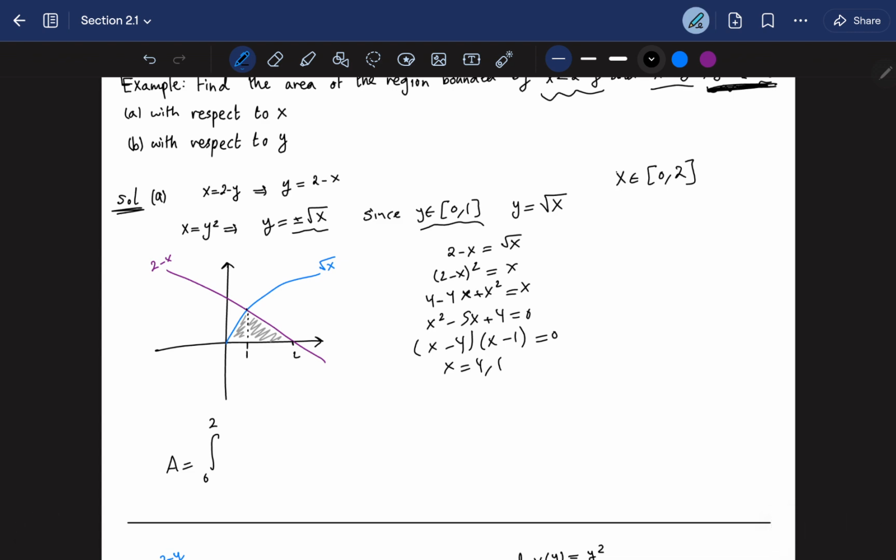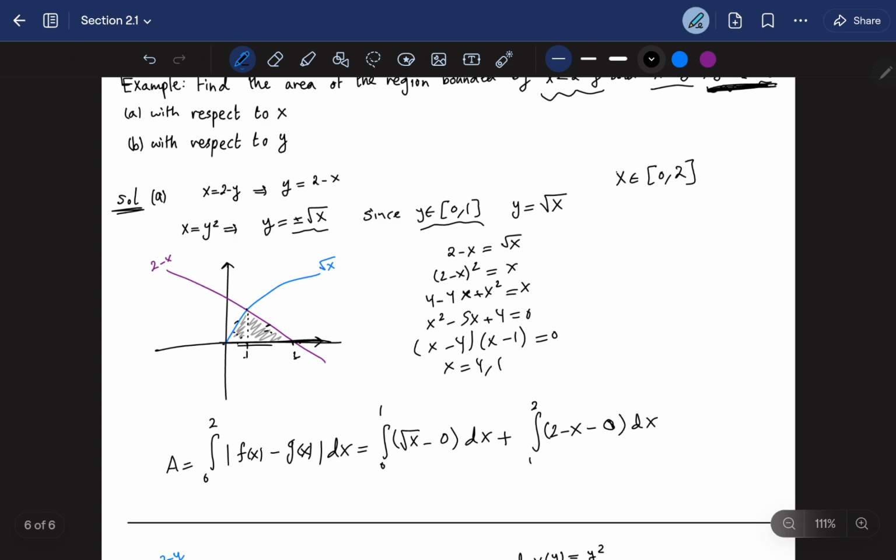Okay, so if I want to do that, I'm going to take the absolute value of f minus g of x, dx, since I have 2 regions. And now on the first region, from 0 to 1, upper minus lower, that's the square root of x minus 0, dx, because this line is y equals 0, plus the integral from 1 up to 2, upper minus lower, so that's my 2 minus x minus 0, dx.